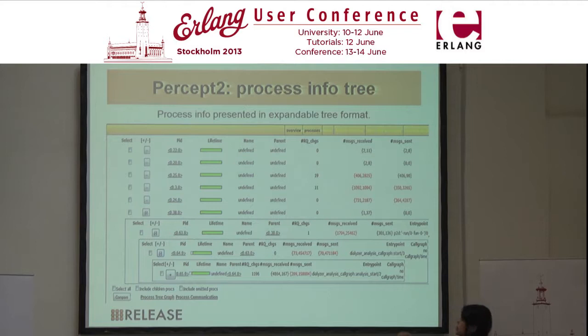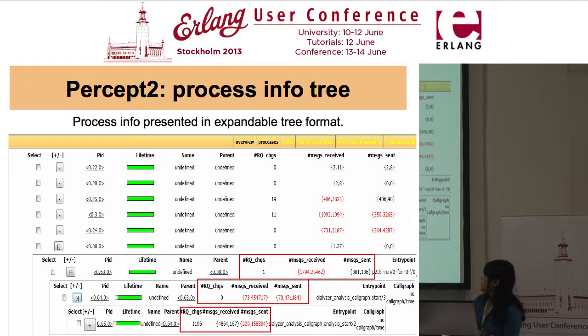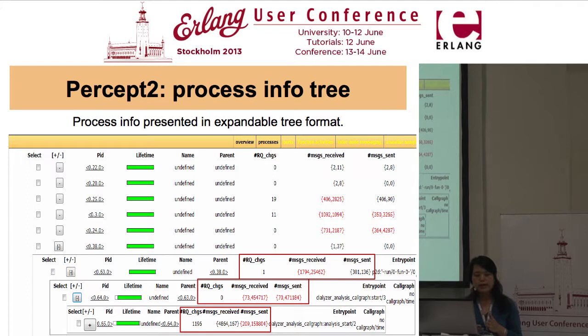Another tab, if you look at the top, there are a few tabs over there. If you press the process tab, this is what I call the structured process tree. You can click the plus sign to expand it, or collapse it if you press the minus sign. Here we added more information to the original Percept. One is information about run queue changes, and the other is information about message send and receive. The run queue changes tell you how many times the process migrated from one run queue to another. Sometimes it can be quite large; for example, the bottom one migrates more than 1,000 times.